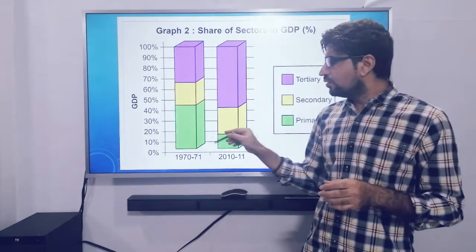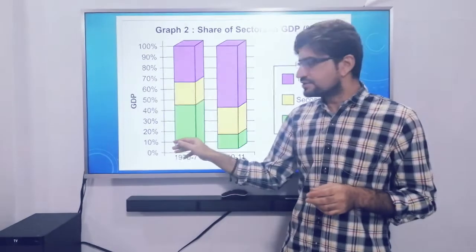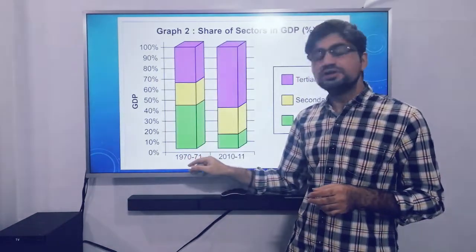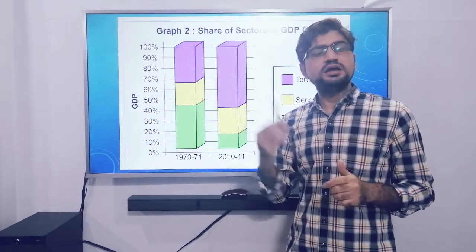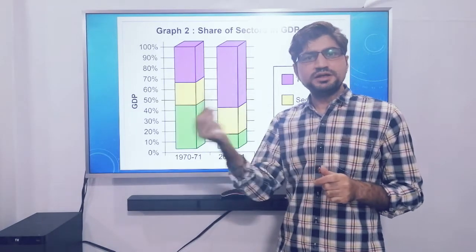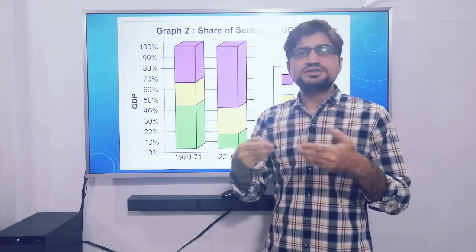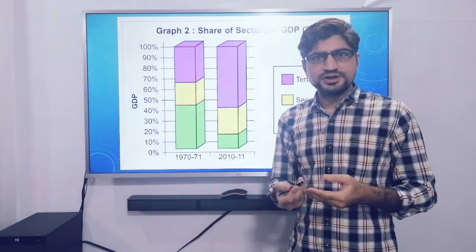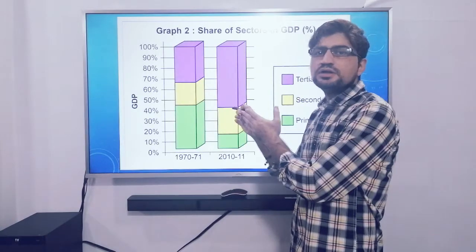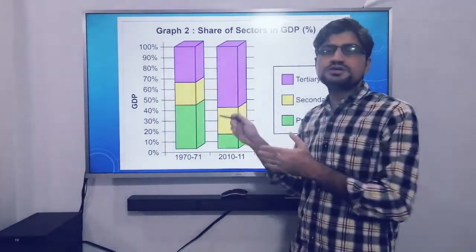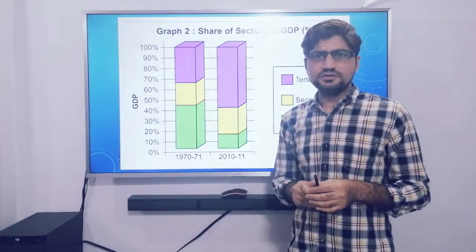Second, previously we have seen that GDP, which was 10 lakh crore in 1970-71, increased to 50 lakh crore. That means a hike in GDP, so people's income increased over time. People's standard of living became better, so they began to use certain services like tourism, transportation, communication, internet, mobile phones. Those services create demand for the tertiary sector, so the contribution of the tertiary sector increased over time. Those are the main reasons.